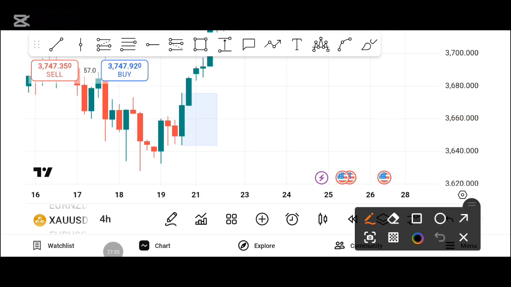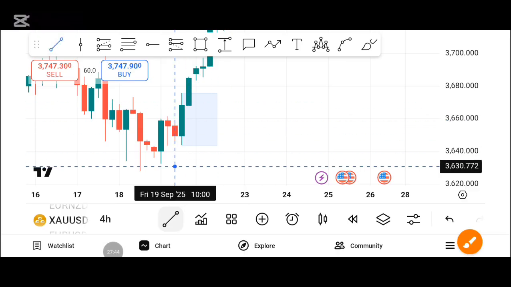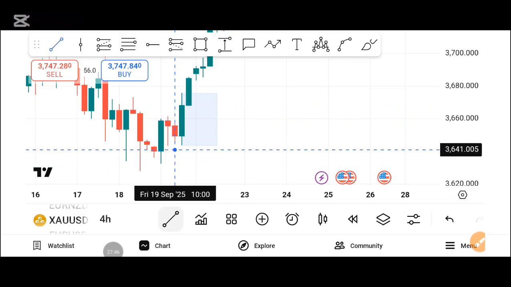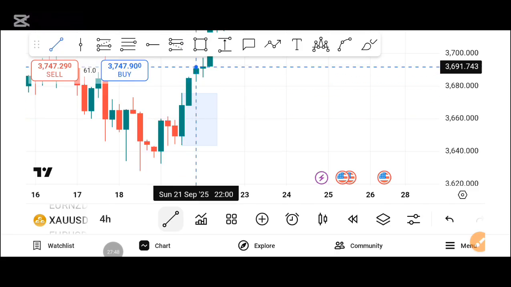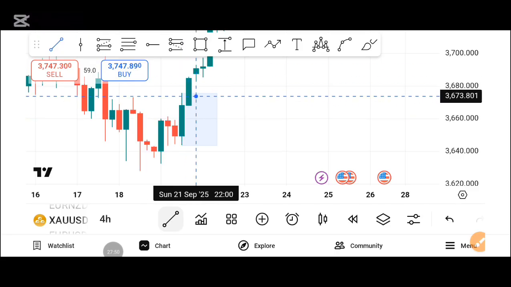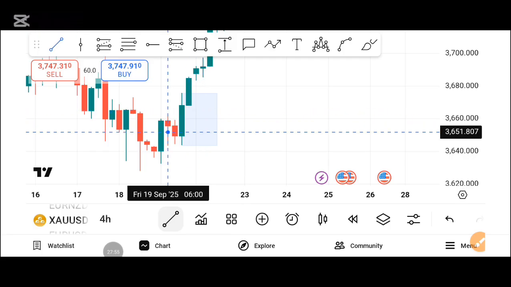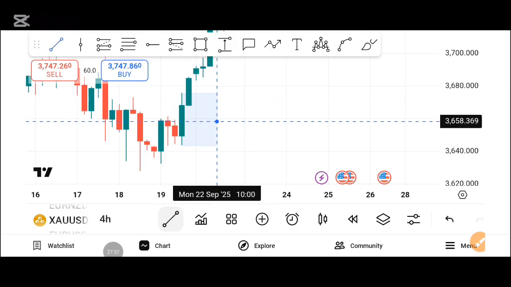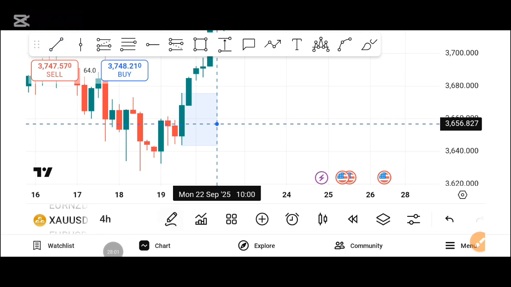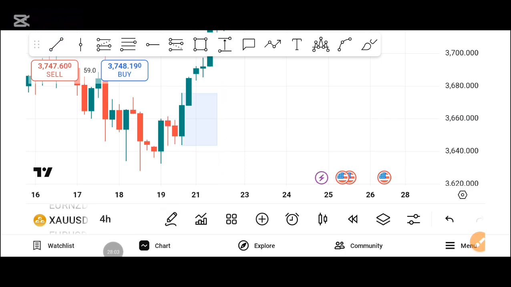This is now 4 hours. That means it takes 4 hours for just one candle to be formed. This is another 4 hours, and this is another 4 hours. It takes 4 hours for each candle to be formed. Now, these boxes that I've highlighted here, let's go to 15 minutes to see how many candles it forms.